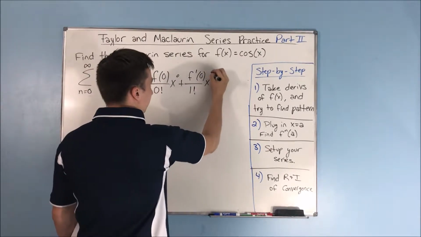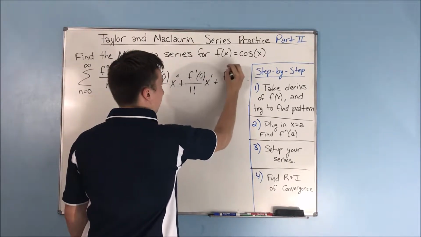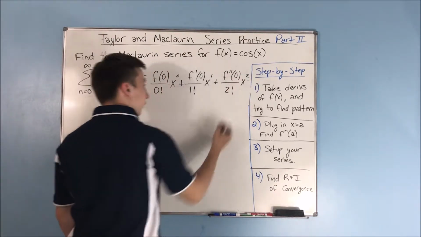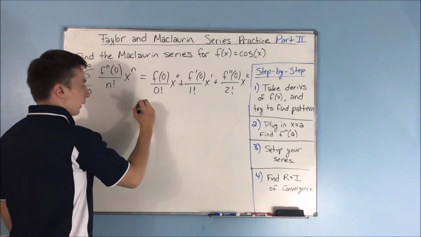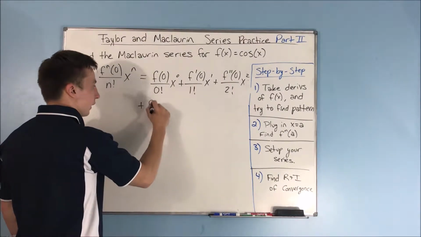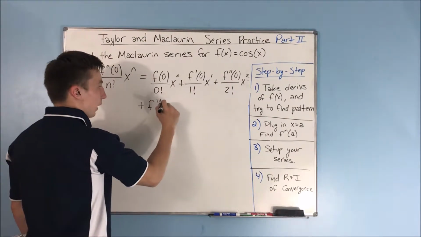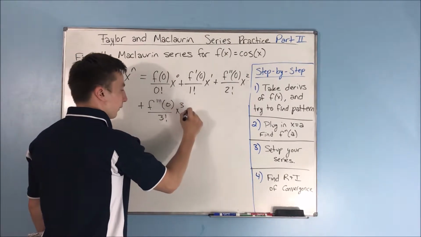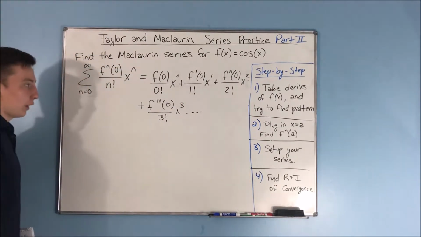Next, it'll be f prime of 0 over 1 factorial times x to the first power, plus the double derivative at 0 over 2 factorial times x squared. And then let's do a couple more here. We have plus f triple prime at 0 over 3 factorial times x cubed, and so on and so on.